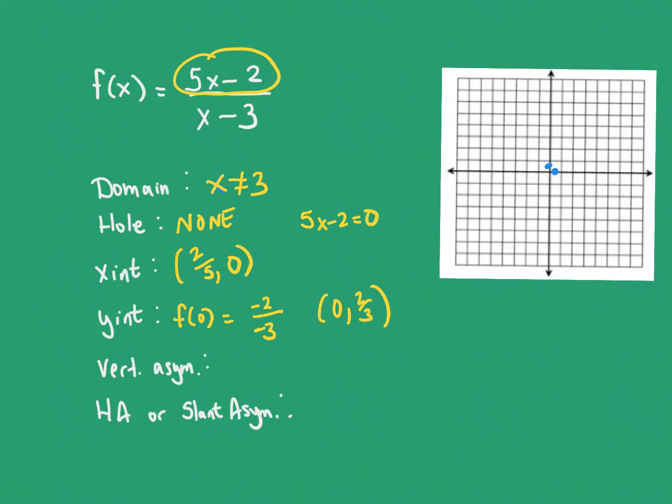Vertical asymptotes, what makes the bottom equal to 0, so that's x equals 3. So at 3, we have a vertical asymptote, so we can kind of start to see what this looks like.